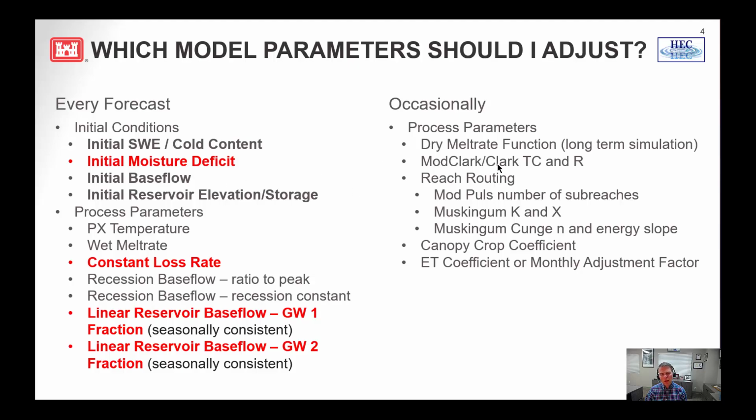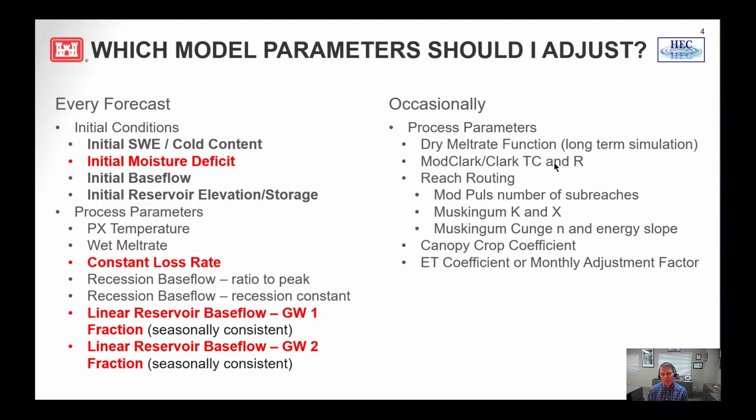The reason you would adjust your ModClark or Clark time of concentration and the storage coefficient is, again, if you're simulating conditions that are outside of the bounds of when the model was originally calibrated. Right, so maybe the time of concentration, the storage coefficient, those values were set simulating a large event, but you're trying to simulate a rather average event. So in that case, you might need to increase your time of concentration because you don't have as much water sitting on the watershed, so the travel times will be longer, and you might need to increase your storage coefficient.